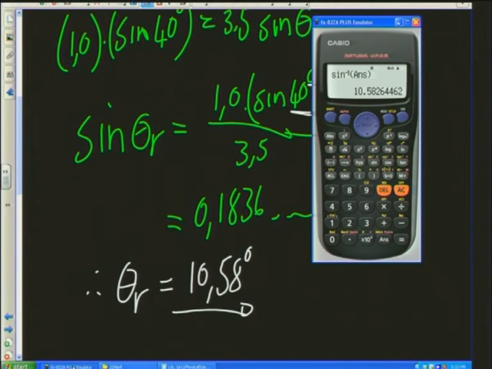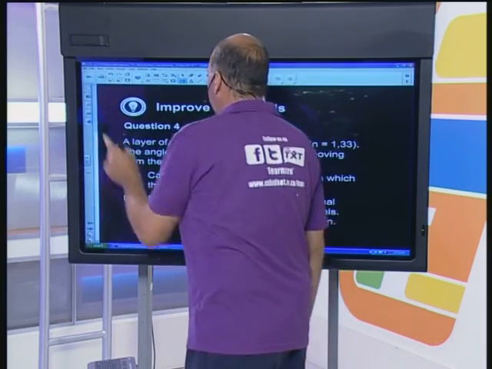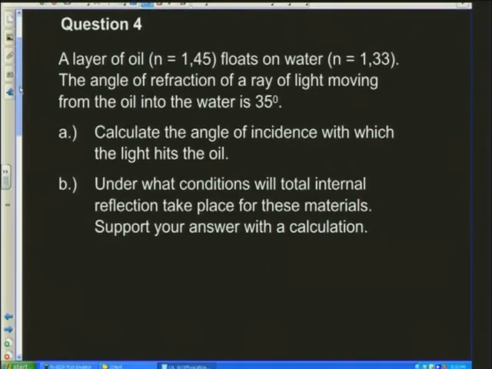Let's check. I did round it off correct to 2 decimal places. 10,58. The next one was a 2, so the value is fine. I think there's time for one more. Let's pick it up and let's see if we can get through it.